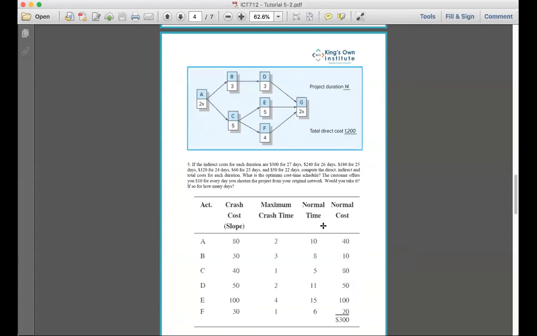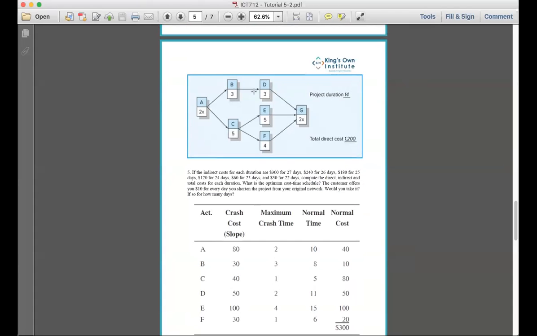So that's what I have here. And that's a network diagram. So let's start with the beginning. Which path is the longest?